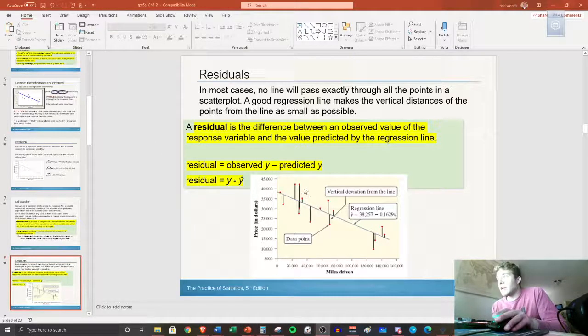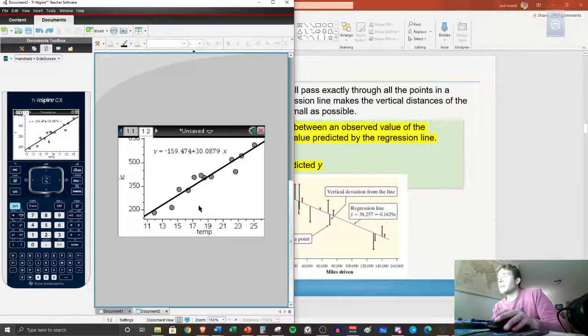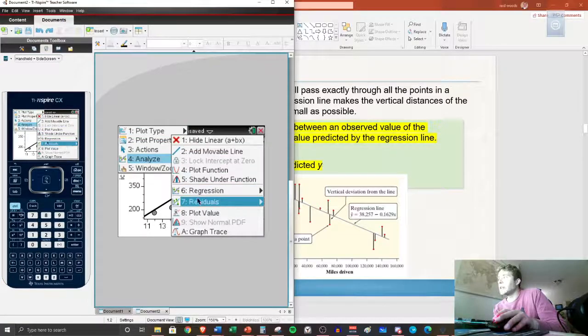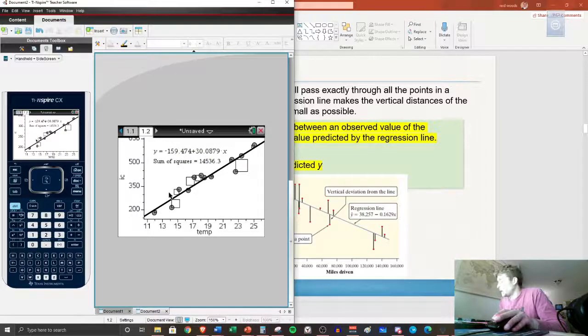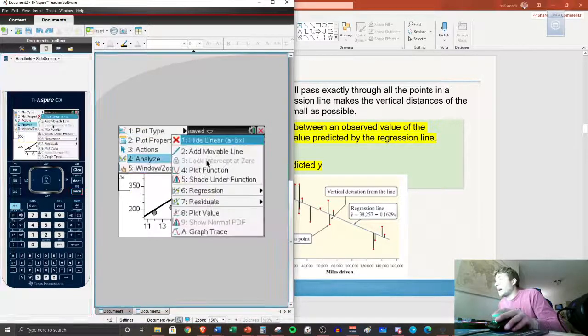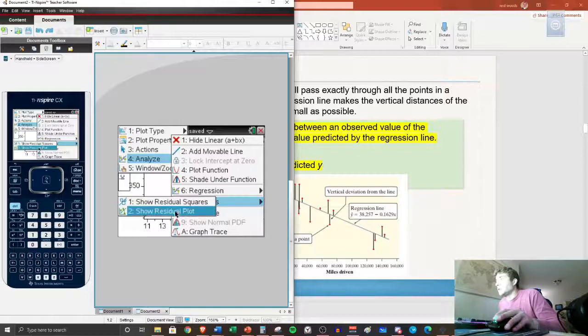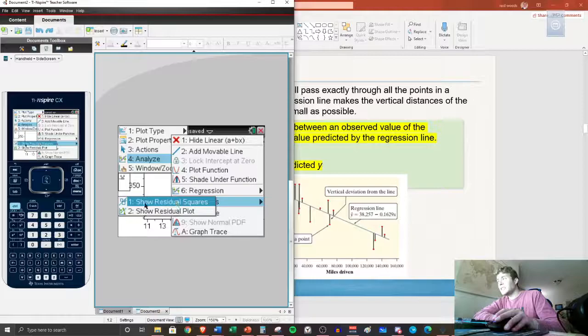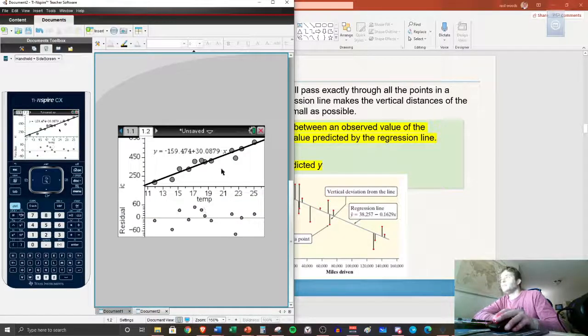We're not going to be able to get these dots or these lines like they have here, okay? We actually have something else that occurs on the Inspire. If you press Menu, Analyze, and you see this Residuals tab, number 7. Oops, I didn't want that one. When you go to that, you will see Residual Plot and then Residual Squares, which next lesson we'll talk about, but we need to do residual plots. So go ahead and click that.